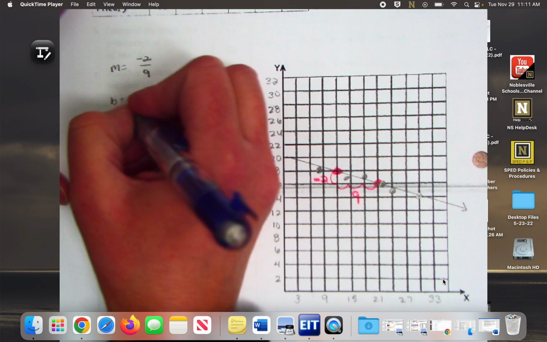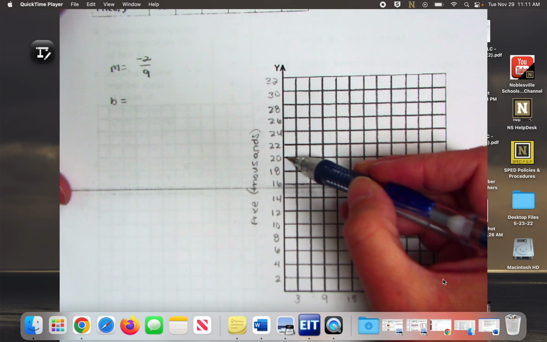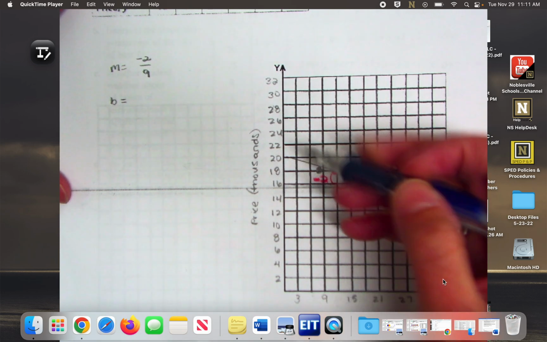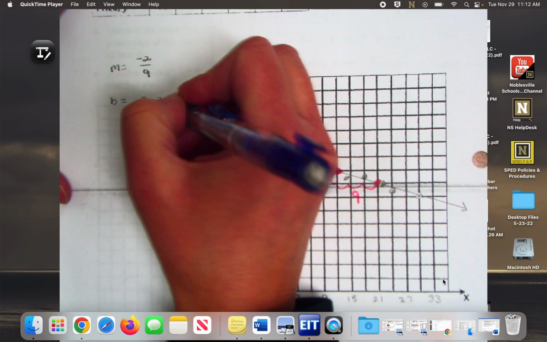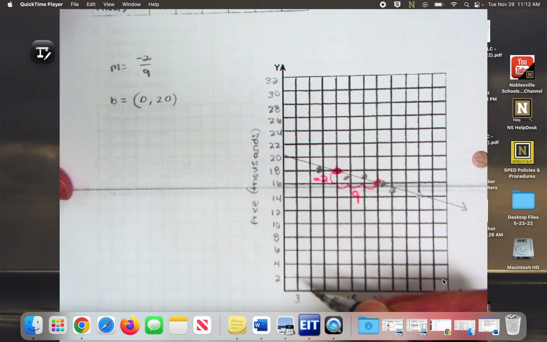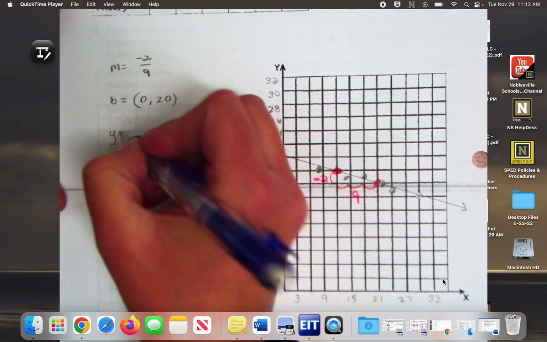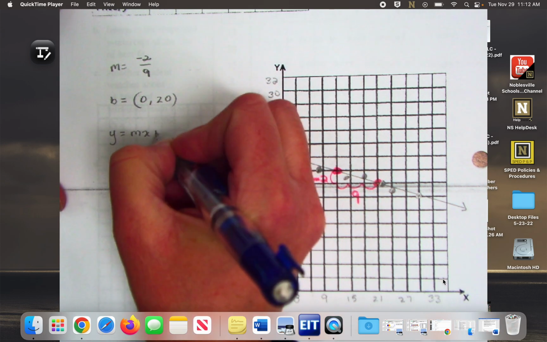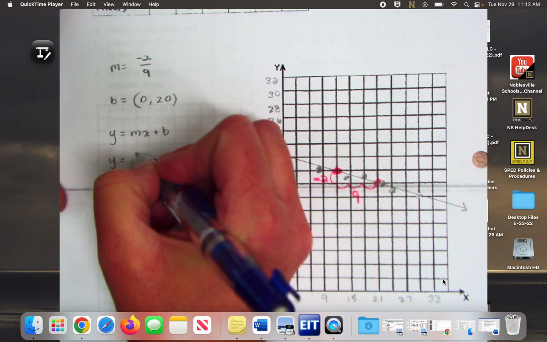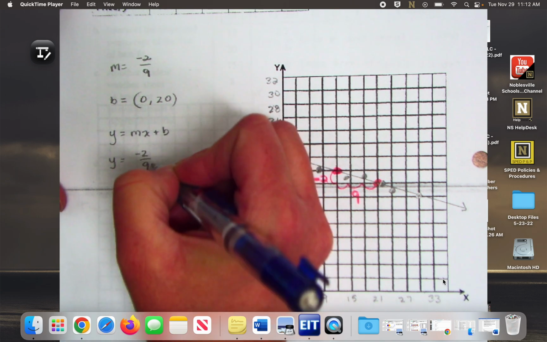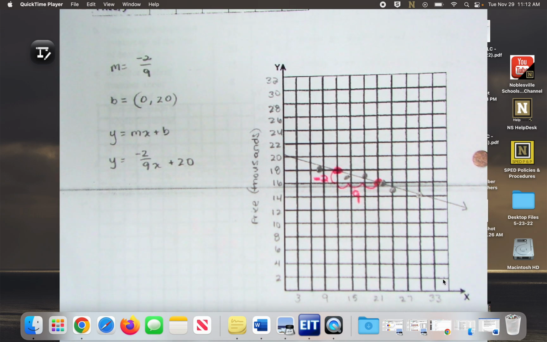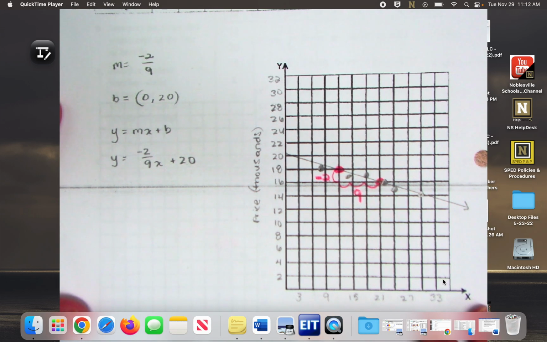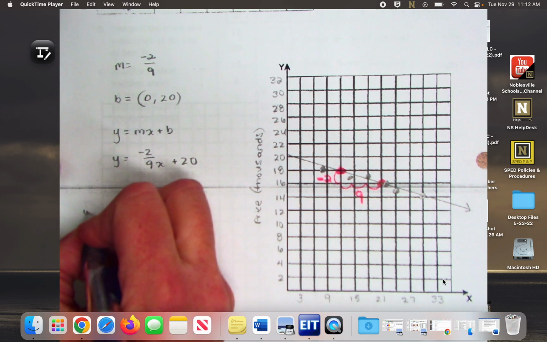My y-intercept is, I'm just going to say 0, 20, because that's really much where the point goes, right? So 0, 20. And so then my equation is going to be y equals -2/9 x plus 20, right? So let's take this a step further now. What does the slope mean?